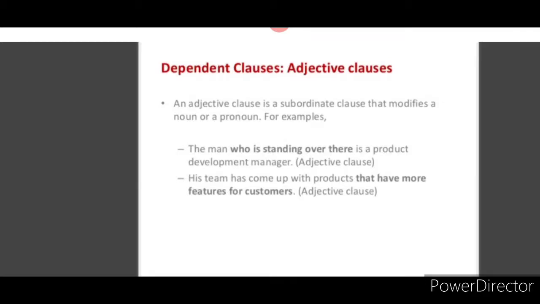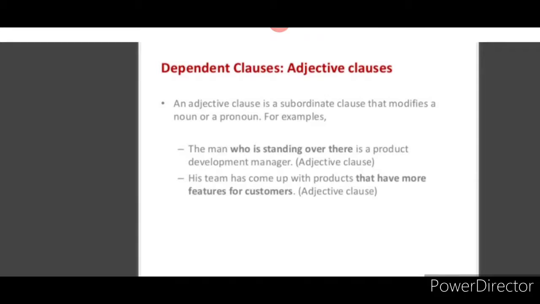Adjective is a word that gives more meaning about the noun, it gives more information about the noun, it modifies a noun. That is what the adjective is. Now what is clause? Clause is a group of words. From this itself you will understand what is clause. Clause is a group of words which has a subject and verb.